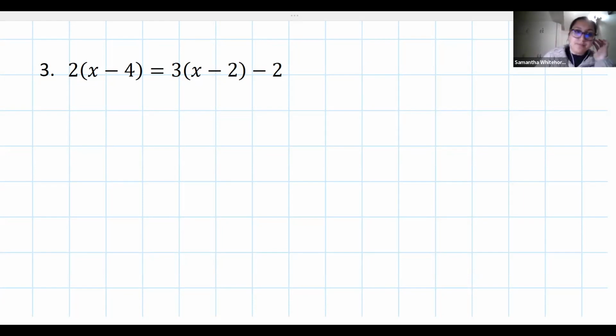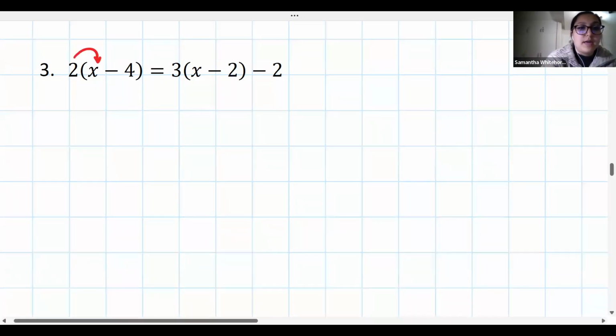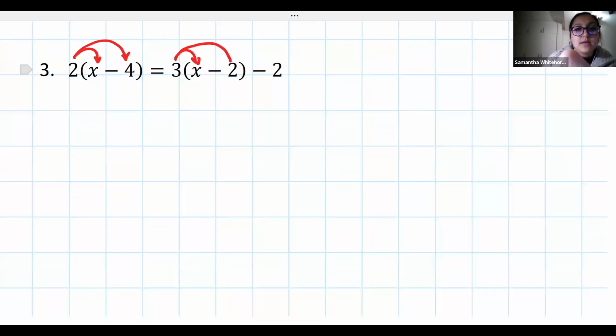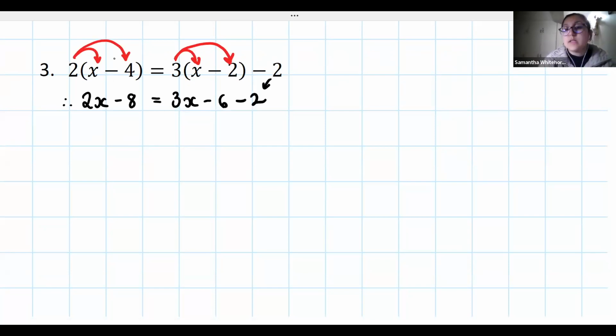Okay, let's have a look. So first thing we're going to do is we're going to distribute. So we need to multiply the 2 to the x into the negative 4 and the 3 to the x into the negative 2. What that means is that on the left-hand side, we've got 2x minus 8 is equal to 3x minus 6. Then we still have this minus 2. It hasn't gone anywhere. It just wasn't part of my distribution. And guys, hopefully what you see is that on the right-hand side, the minus 6 and the minus 2 are like terms.